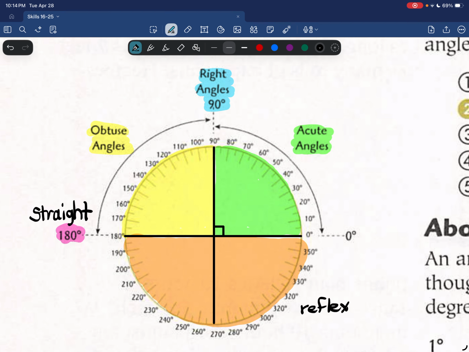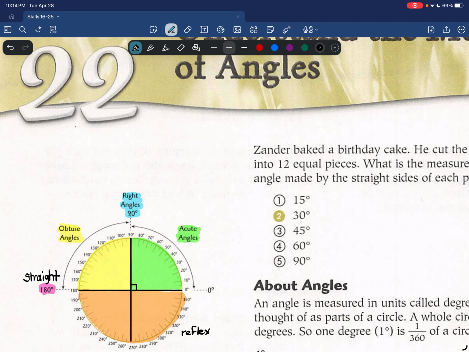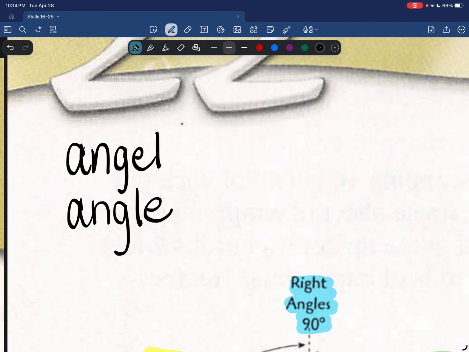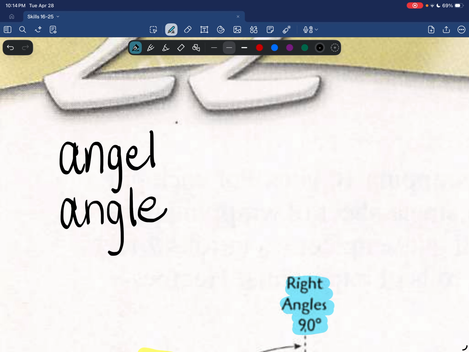Okay. And just for your knowledge, this has always driven me crazy. I want to tell you about this word and this word. This first word is angel. Angel. This is the figure with wings. Angle is what we're talking about here. So this is the word that we want. Even though that first one looks like angle, it's pronounced angel. Angle is A-N-G-L-E.